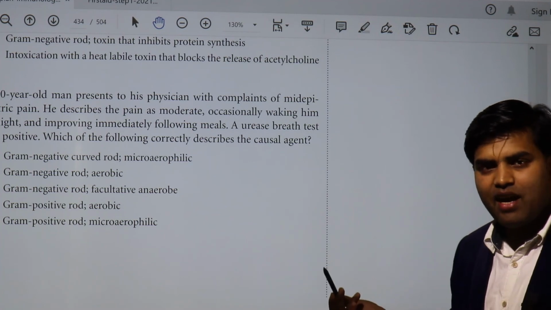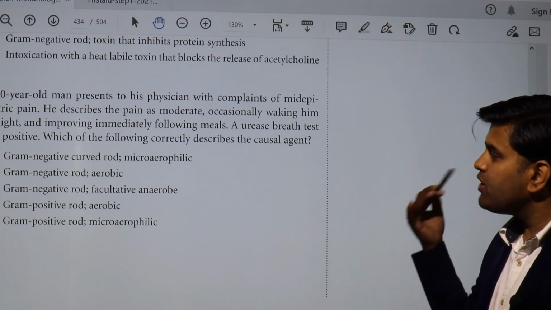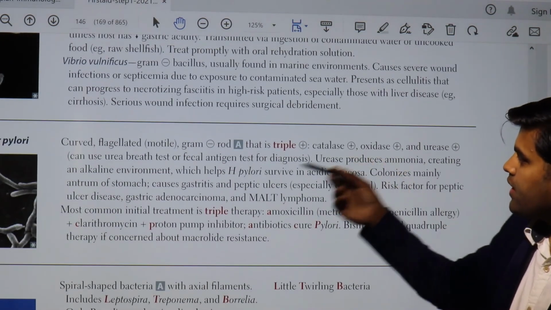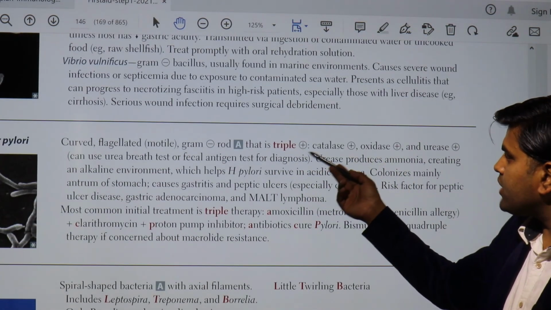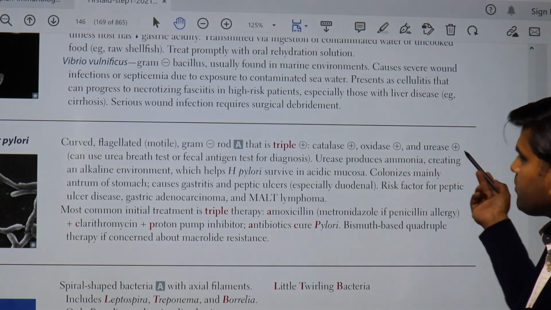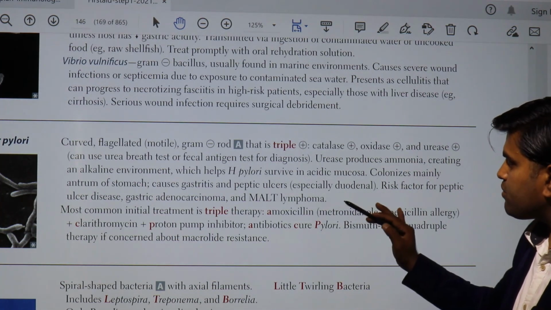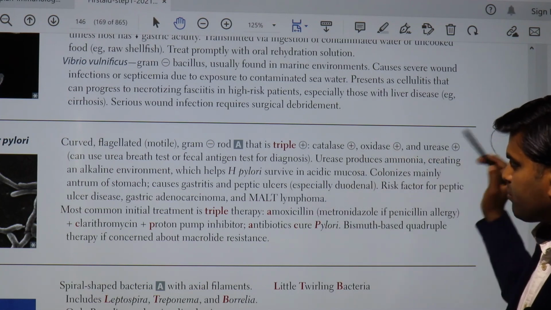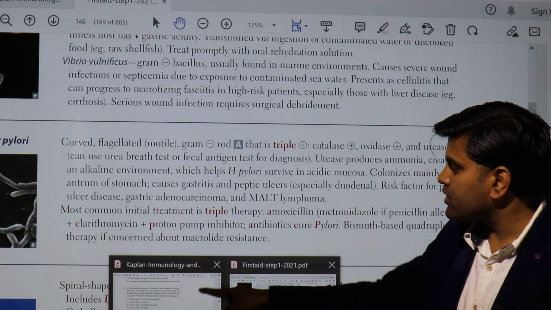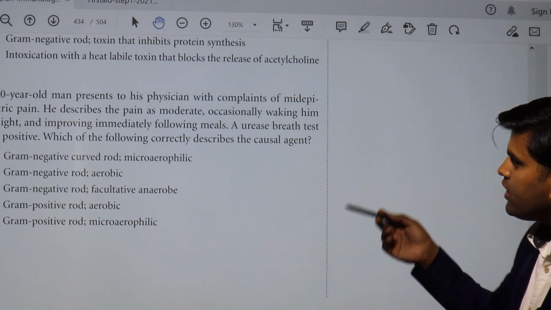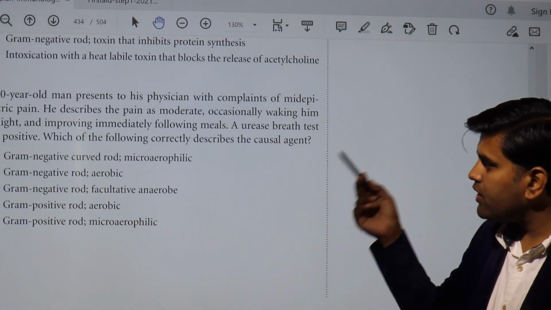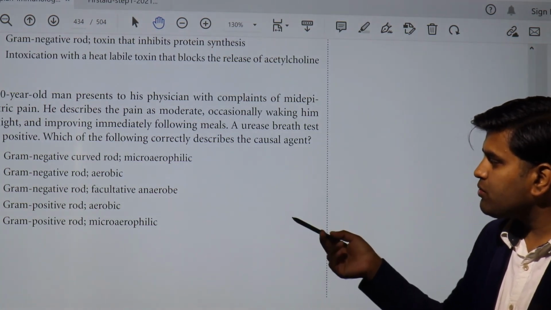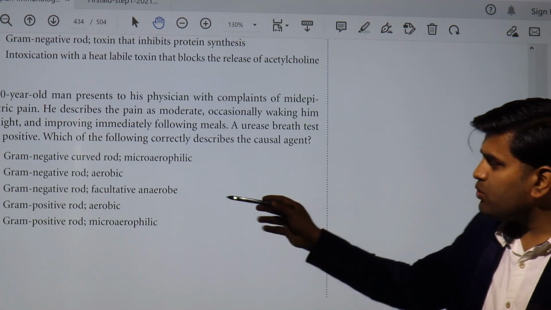Gram-negative, oxidase positive curved rod. Let me take you to Helicobacter pylori. This is a curved, flagellated gram-negative rod that is triple positive: catalase positive, oxidase positive, and urease positive. So they are urea breath test positive, as well as gram-negative, curved, motile, triple positive. This is the feature that we need to remember. The options: gram-negative curved rod, microaerophilic; gram-negative rod, aerobic; gram-negative rod, facultative anaerobic; gram-positive rod, aerobic; gram-positive rod, microaerophilic. So the gram-positive options are neglected.